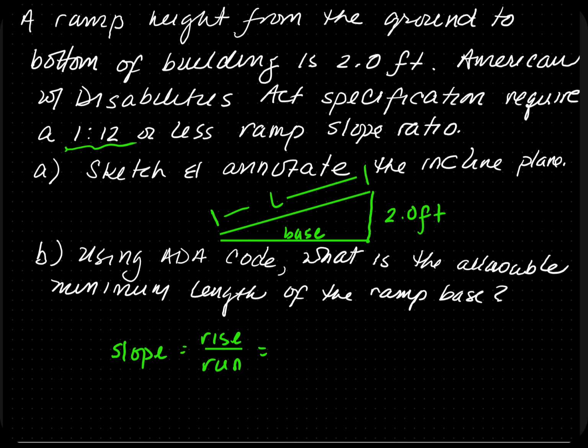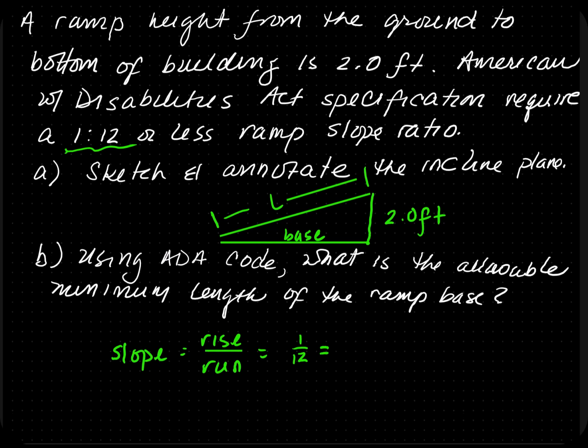We know that the slope is a 1:12 ratio. That's going to be 1:12. We're looking for the run, which is the base, and we know the rise, which is the vertical height, is 2 feet, and this is the run. So solving for this, run is equal to 24.0 feet.